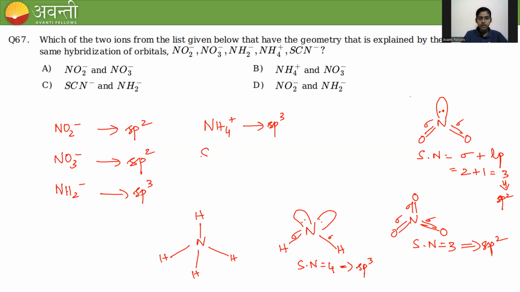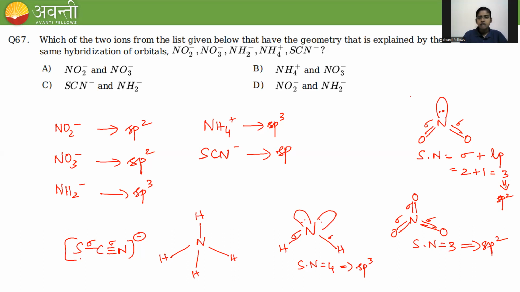And coming to SCN minus, the hybridization is sp. So it is S, C triple bond N minus. Okay. So we have 2 sigma bonds and 2 pi bonds and no lone pair. So it will be sp. Steric number is 2, so sp.